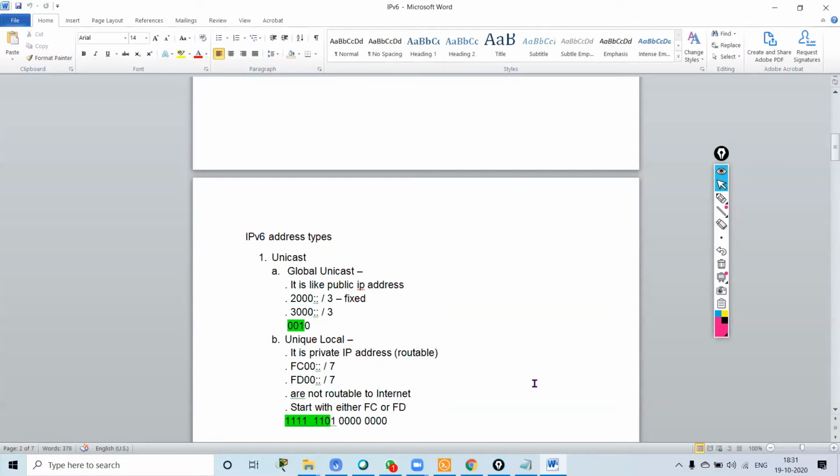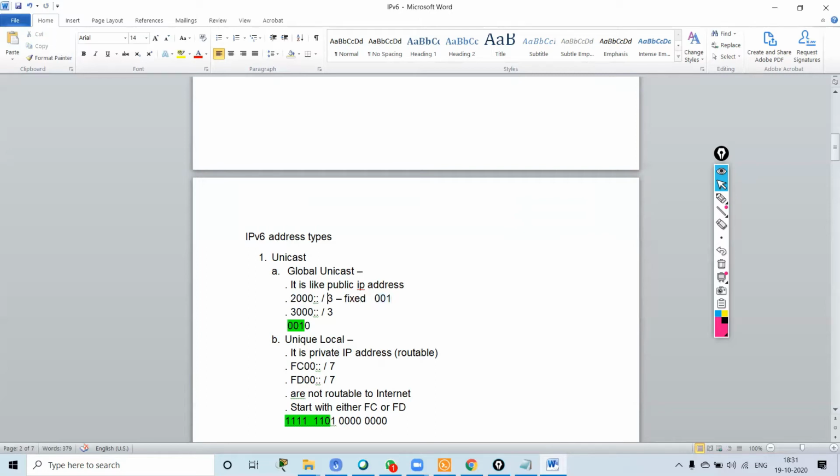Okay, so global Unicast is your public IP address. It will always start with either 2000. The first 3 bits will be always same. It is assigned by INA. If I tell you the first 3 bits, I'm talking about the first quartet. So the first 3 bits will be always this 001. It is assigned by INA.